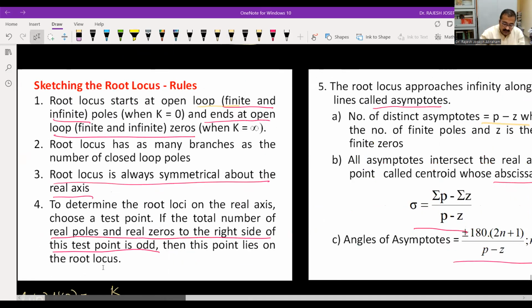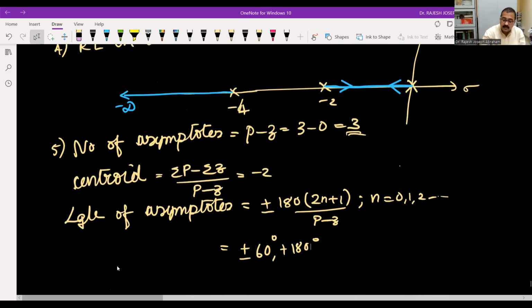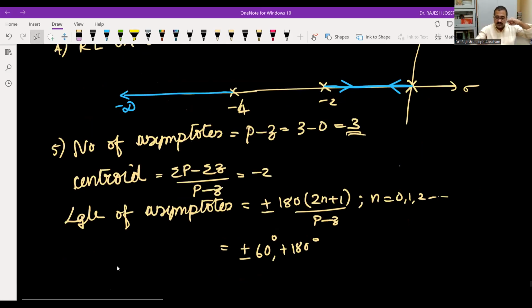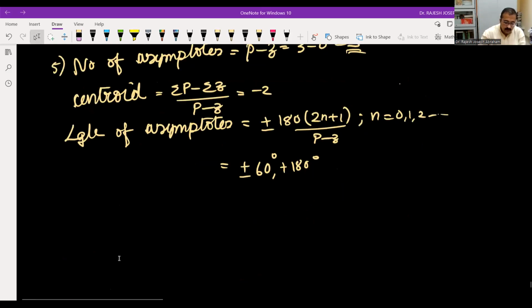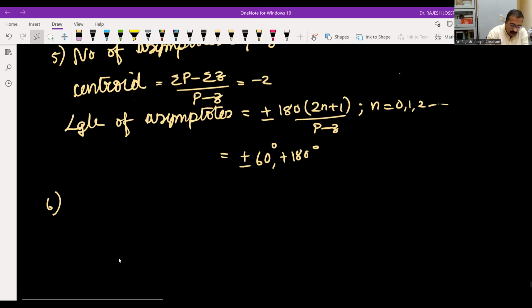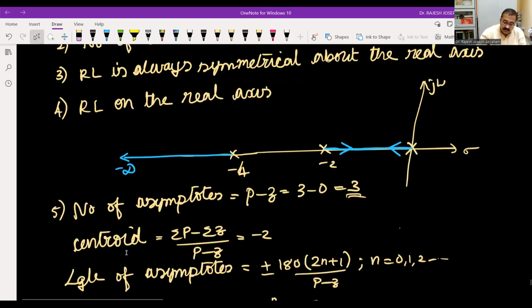Now we need to find the breakaway points. You see here the root locus starting from the origin and the one starting from minus 2. As k varies, they will move simultaneously and they will hit at a point. That point is called the breakaway point. So how to find the breakaway point?